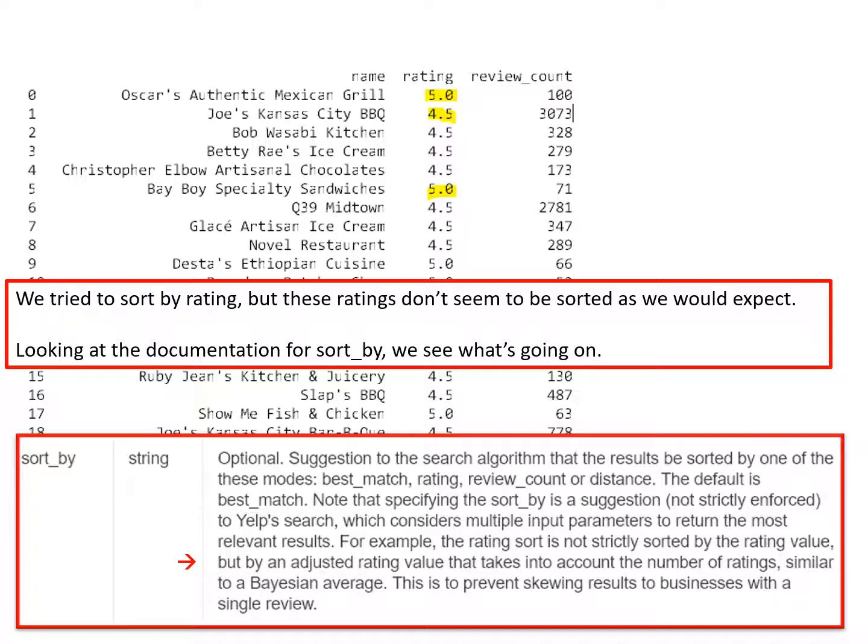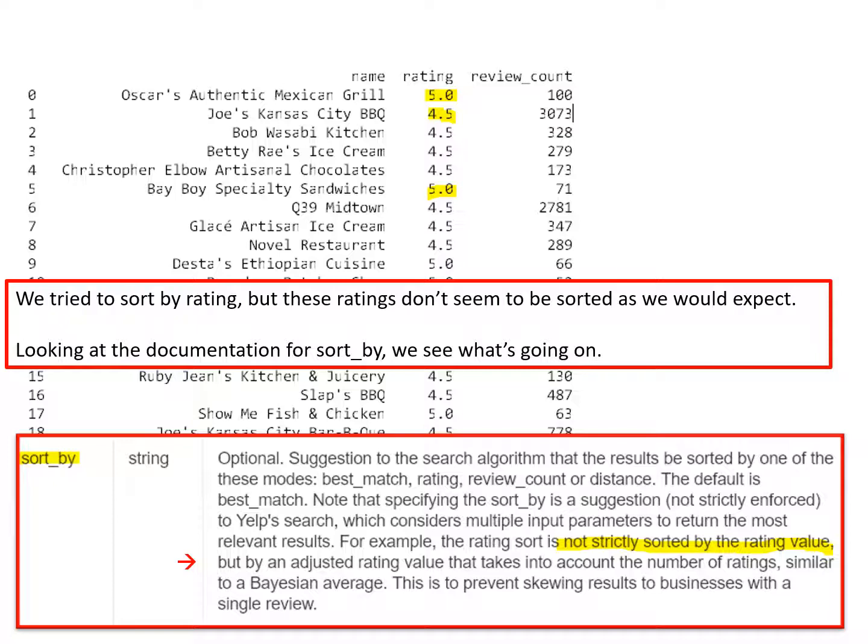But if you take a look at the documentation, we'll see what's going on. So we'll go back to that web page where it talks about the parameters and look under sort by. And it says, note that specifying the sort by is a suggestion, not strictly enforced. For example, the rating sort is not strictly sorted by the rating value here, but by an adjusted rating value that takes into account the number of ratings, similar to a Bayesian average. This is to prevent skewing to businesses with a single review.